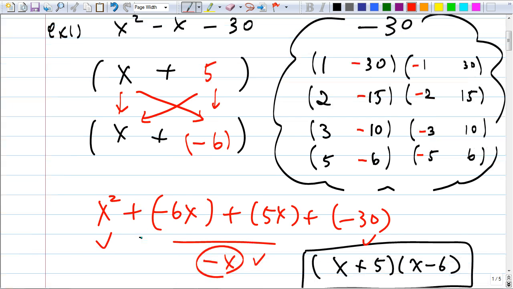x plus 5 times x minus 6. Do you see how it's very similar to the last one, except now we have positive and negative, or negative and positive. That's your choice there. Questions? Are we good?